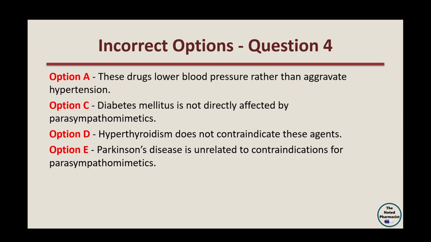Option A is incorrect because direct-acting parasympathomimetics typically lower blood pressure. Option C is incorrect because diabetes mellitus is not directly impacted by these drugs. Option D is incorrect because hyperthyroidism is not exacerbated by parasympathomimetics. Option E is incorrect because Parkinson's disease does not contraindicate their use.